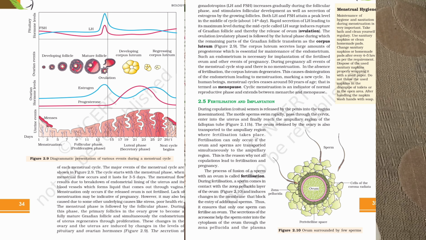Menstruation only occurs if the released ovum is not fertilized. Lack of menstruation may be indicative of pregnancy, however, it may also be caused due to some other underlying causes like stress, poor health, etc.